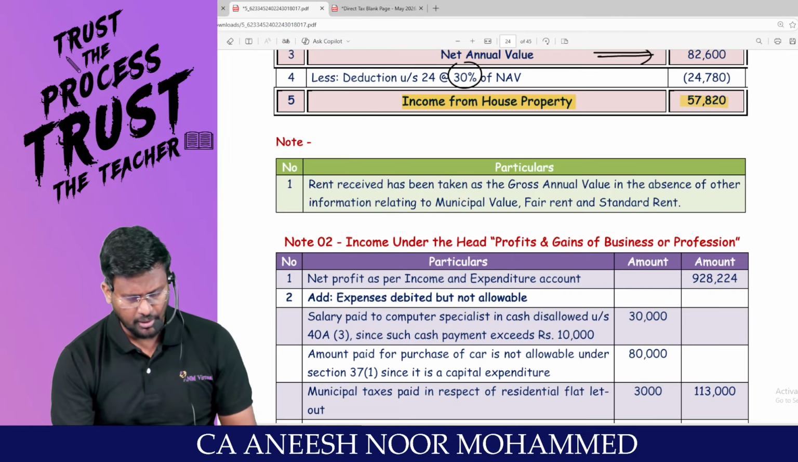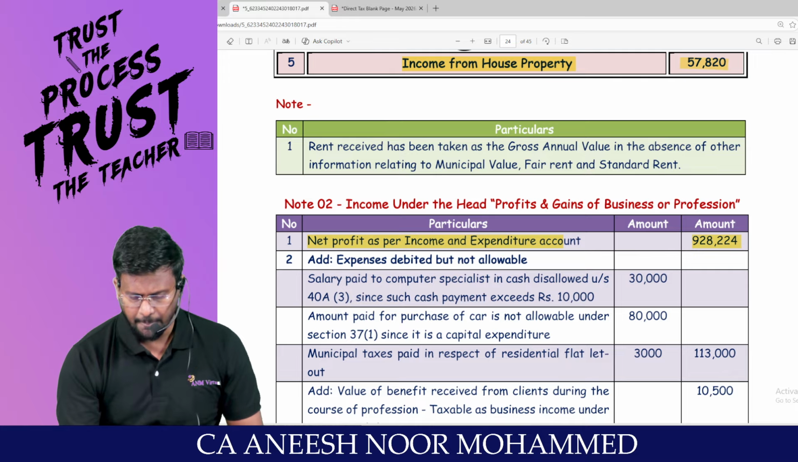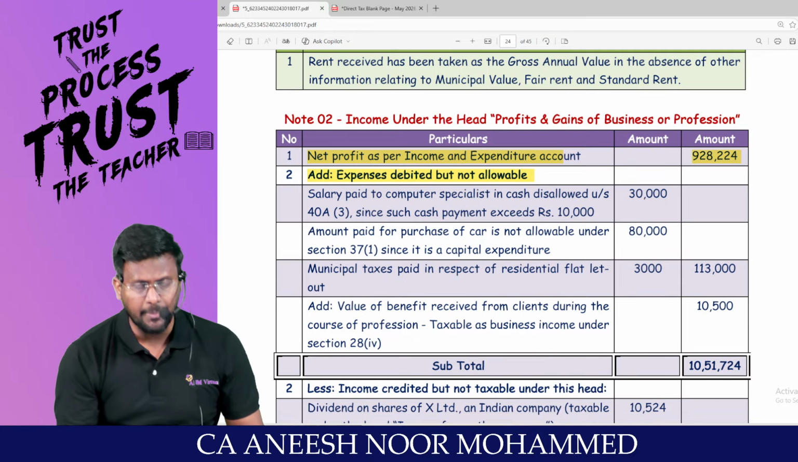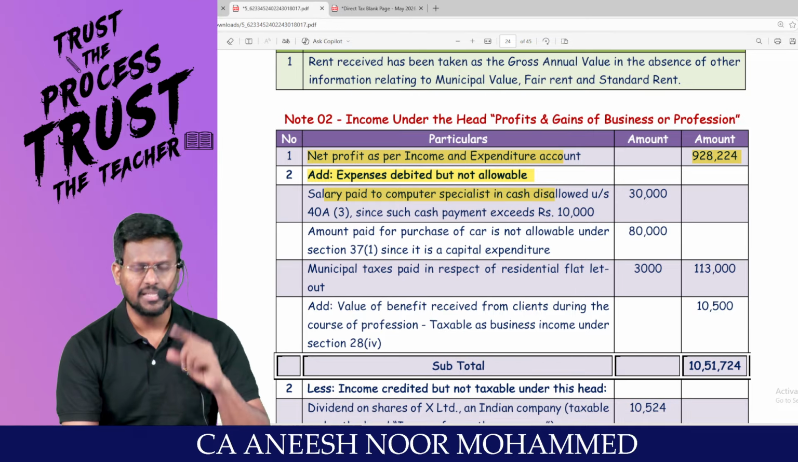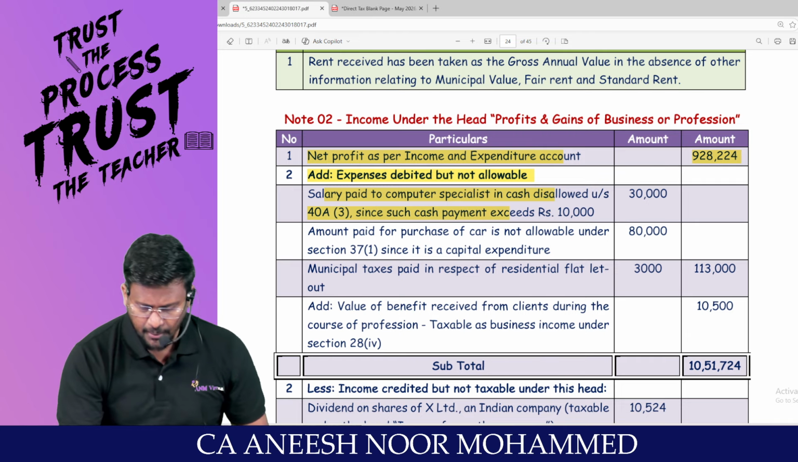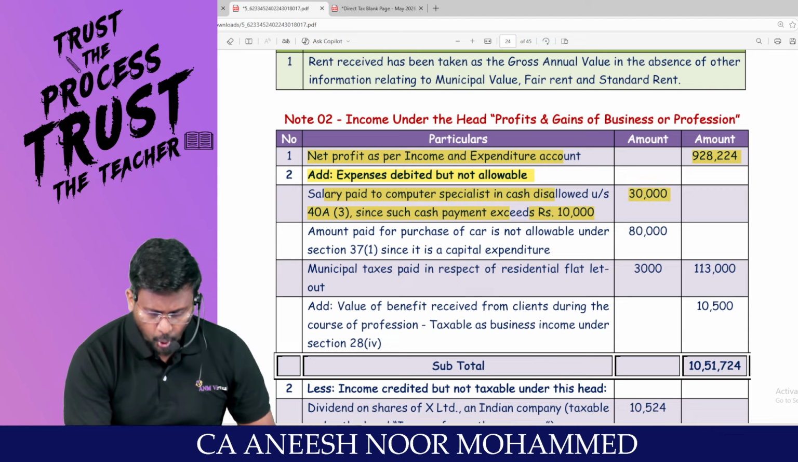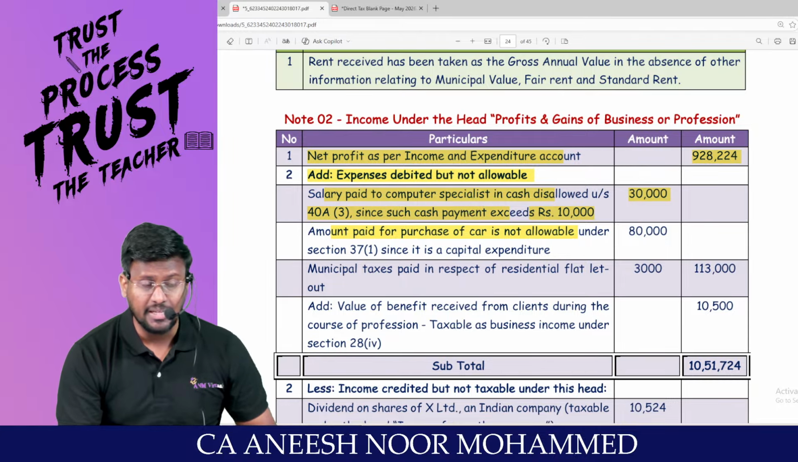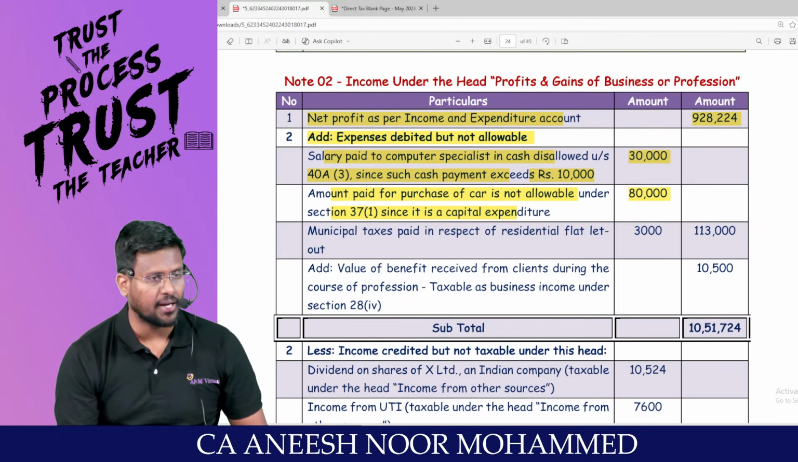Start with net profit. Is net profit, sir, having impurity? Yes, sir. Add expense debited but not allowable. Salary paid to computer specialist in cash in a single day, single payment exceeding 10,000. That 30,000 should be added back. Amount paid for purchase of car. It is what expenditure? Capital expenditure. 80,000 should be added back.